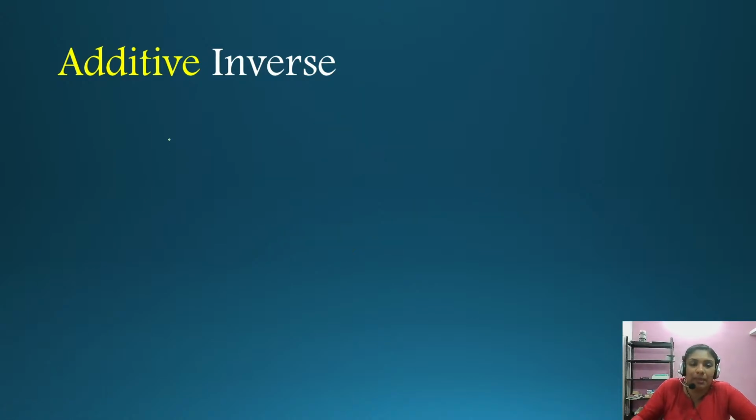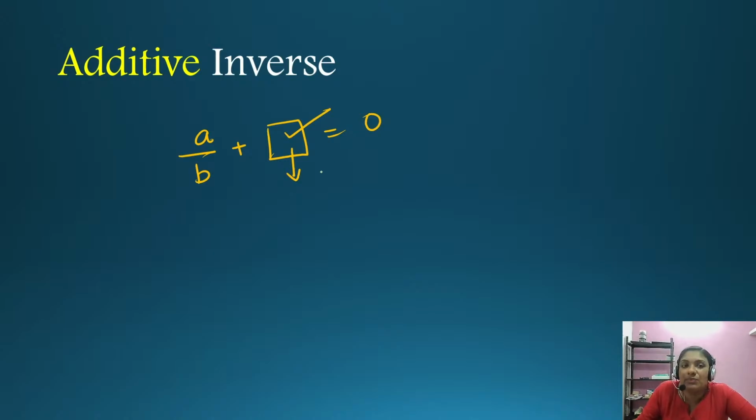See, I will repeat. If we have a rational number a by b, and there is a number to be added to a by b and we get 0, then that number is known as additive inverse. In this case, what will be the additive inverse of a by b? Minus a by b.